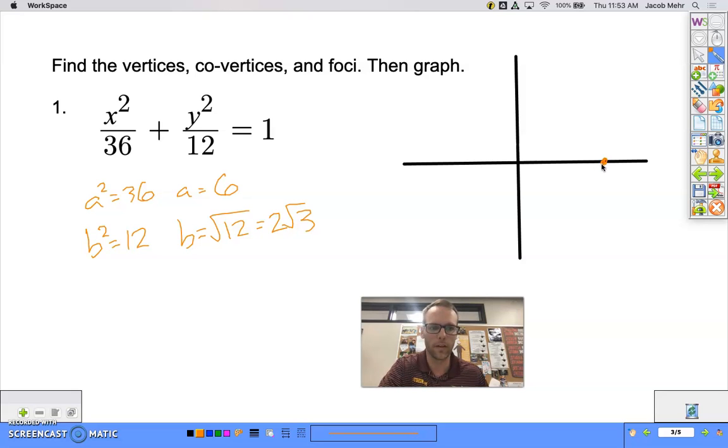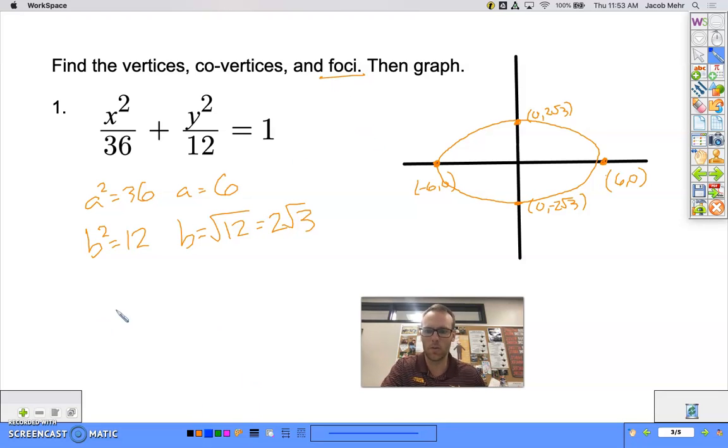So I'm going to put a point here at (-6, 0) as one vertex. I'm going to put a point here at, sorry, that was (6, 0). And I'm going to put a point there at (-6, 0). Those are our two vertices on our major axis. Our minor axis is going to have co-vertices at (0, 2 root 3) and (0, -2 root 3). And our ellipse is going to look something like that.